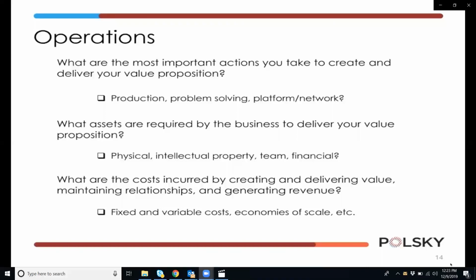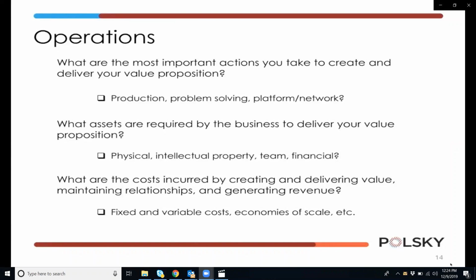So what are the most important parts of the operations? If you have a product, what's the production process? Are you making it yourself? Are you outsourcing it? If you are more of an IP type of company, is it about data? Is it about coding and development, technology development? If you're a platform, is it about how you develop the network? How do you do those things? How do you get the product actually done?